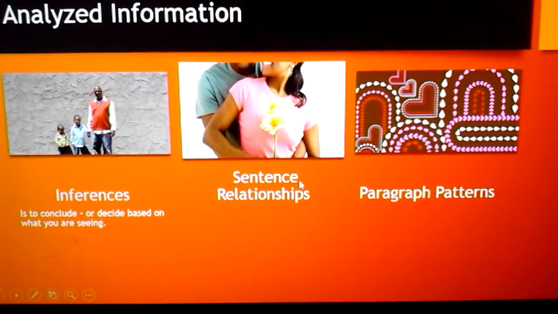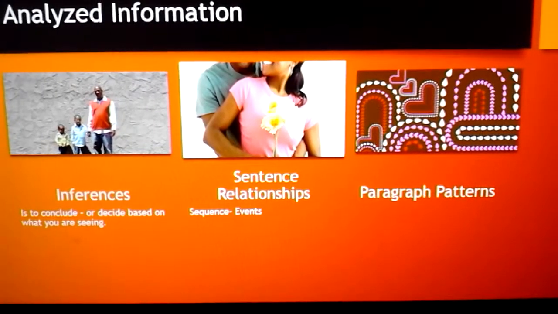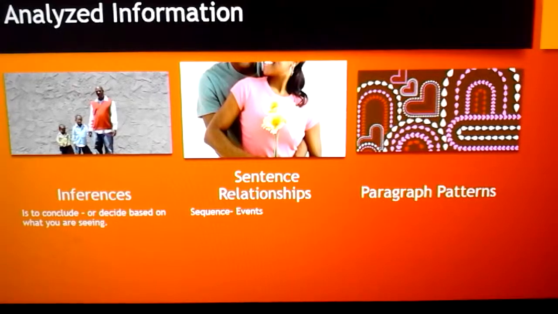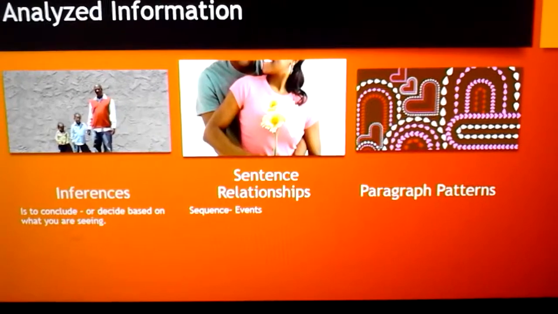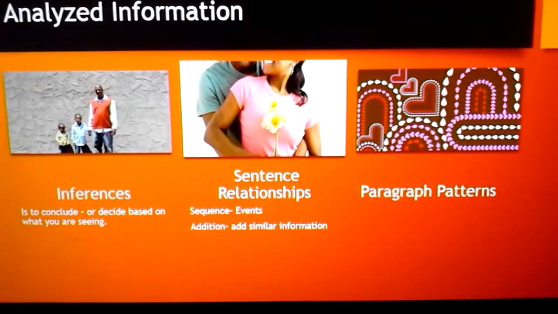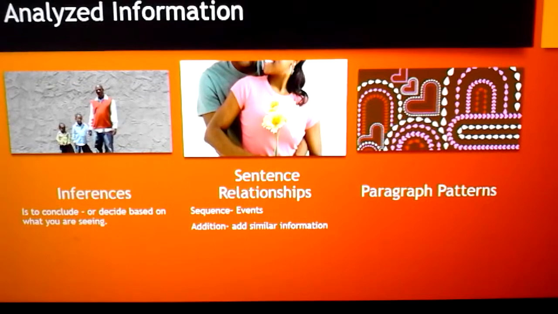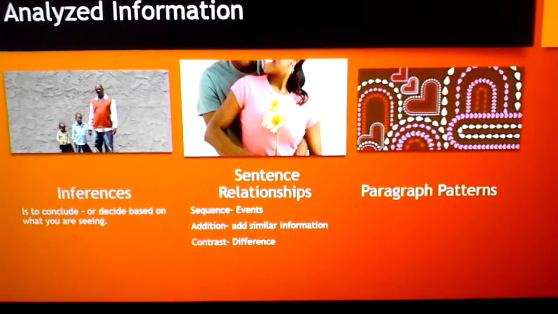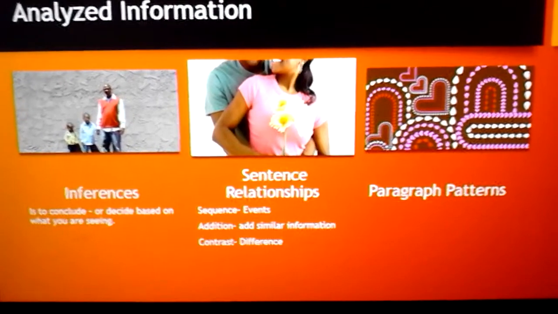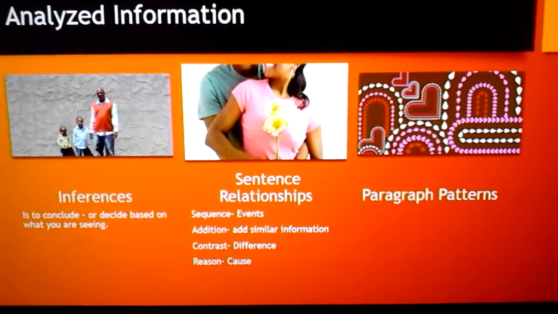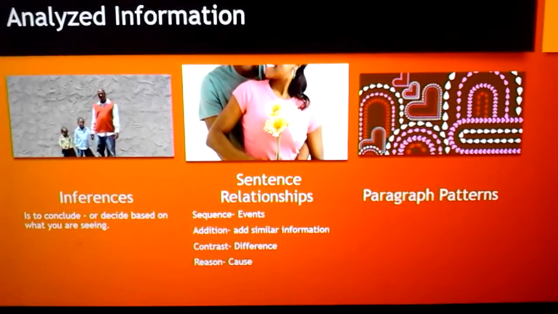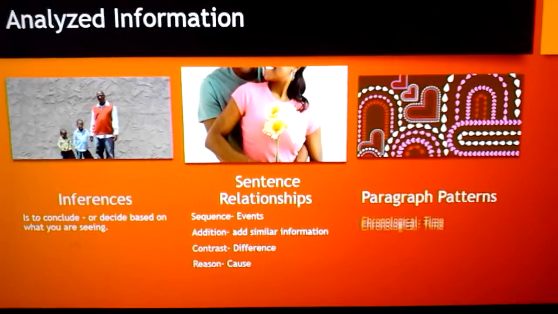The next one is relationships. We're not speaking of actual relationships here. We're speaking of sentence relationships. There are different relationships. There's sequence, which goes over events and how the sentence relationships work. It's going to show events. Addition adds similar information, so "in addition to" would be a keyword that helps with that. The contrast is going to show difference. And the cause, what caused it? The reason, it's what caused that to happen.